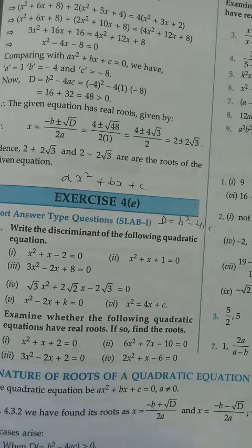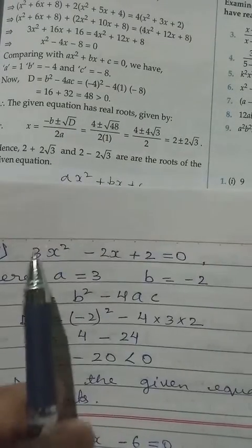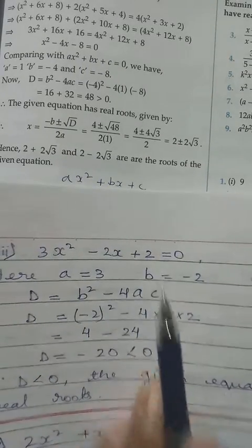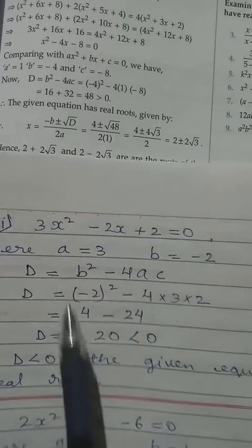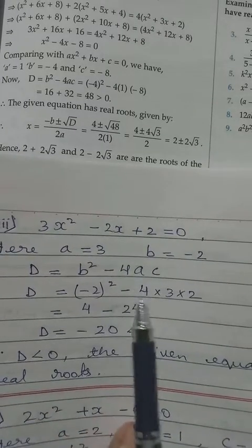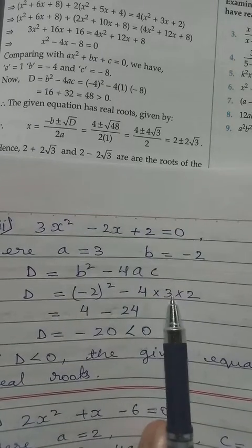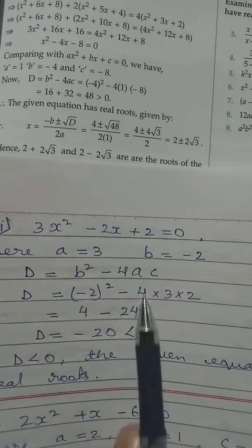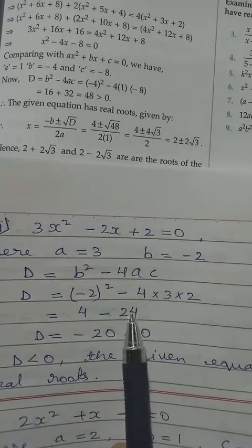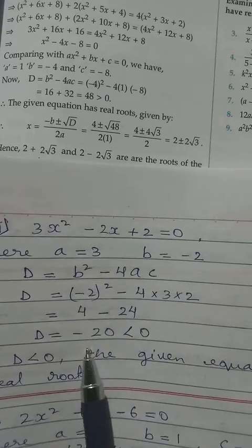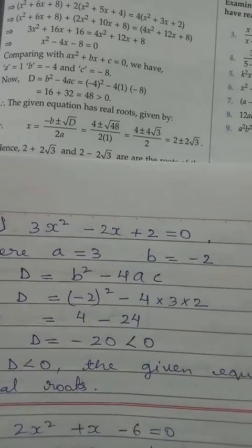So let us see the next one, that is number 3. There we have a is 3, b we take minus 2, c is 2. So we replace in the discriminant. We have minus 2 whole squared minus 4 into 3 into 2. 2 into 2, 4. 4 into 3, 12. 12 into 2, 24. Here again, 4 minus 24 gives a minus sign. So if D has a minus sign, it has no real roots. So no need to solve for x.